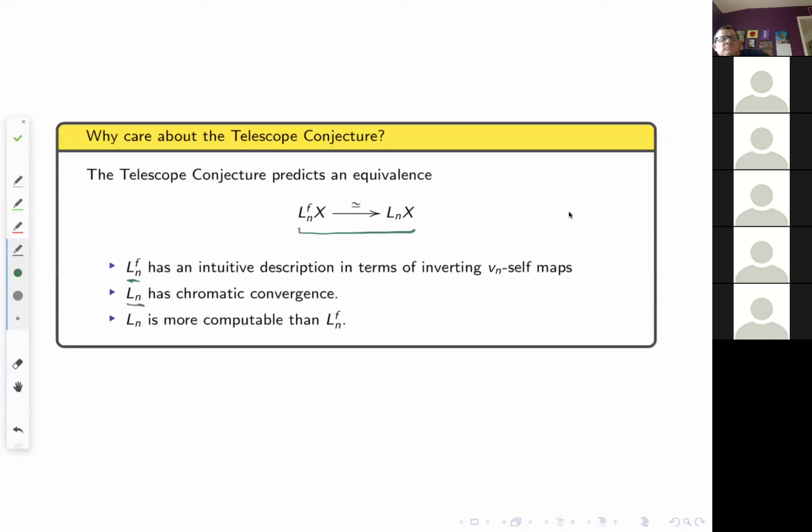However, L_n has chromatic convergence, and we're going to see L_n is more computable than L_n^f. So I'm going to talk today a lot about how we get at things that are L_n local. This is one of the great appeals of the conjecture. It takes something that we really care about and turns it into something that we can compute, and that captures the stuff we want to know about. So for today, I'm going to focus on the functor L_n, and a little bit later, L_{K(n)}.